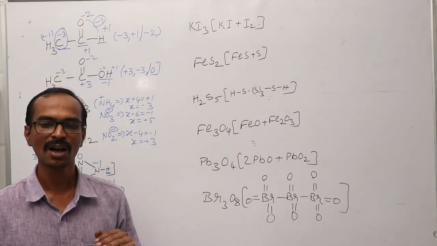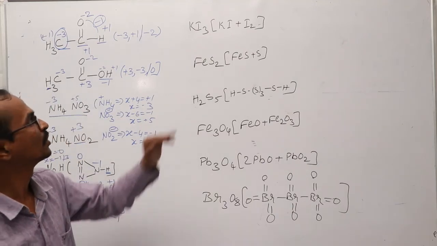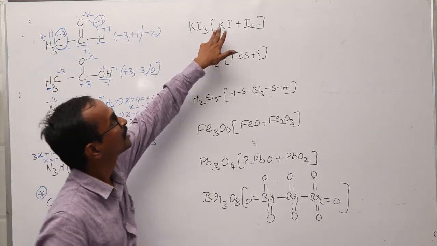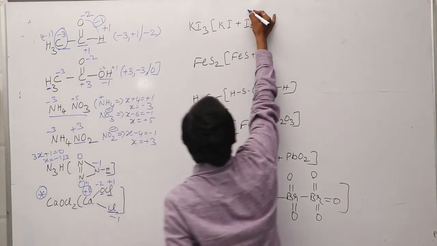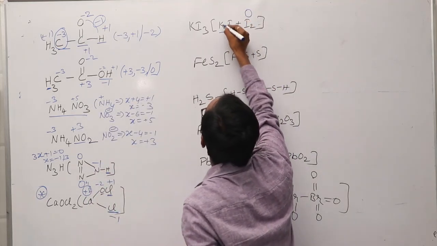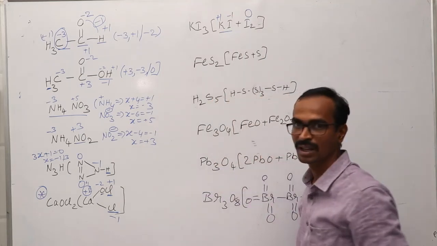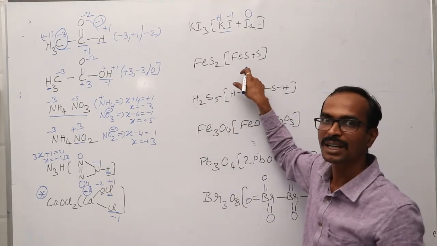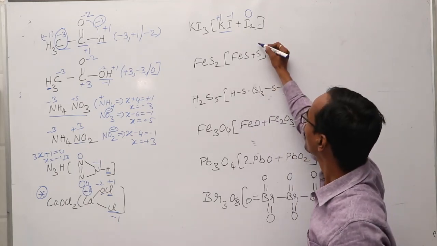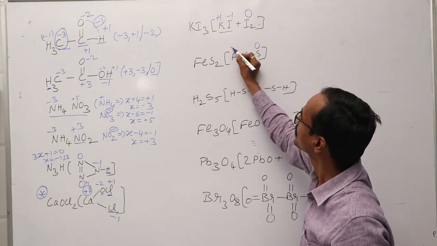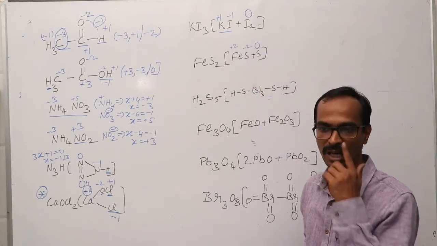Let us observe the oxidation number of iodine in the KI3 molecule. So in KI3, the original form is KI plus I2. In I2 we know that it is 0. In KI, potassium is having +1, iodine is having -1. And in FeS2, its actual form is FeS plus S. This sulfur is having 0, iron is having +2, so this sulfur is having -2 oxidation state over there.